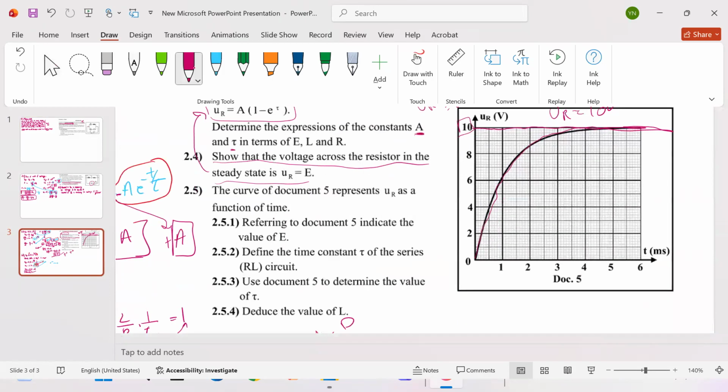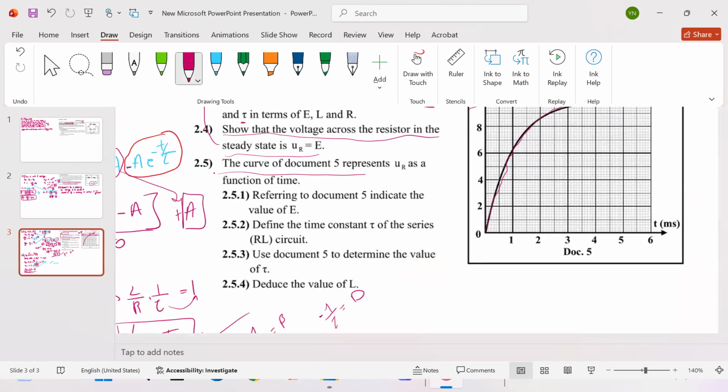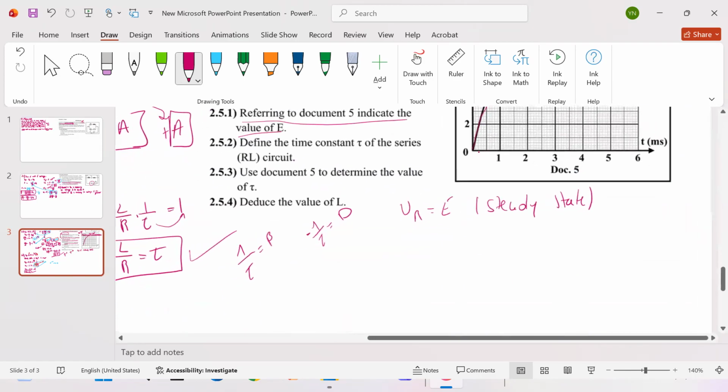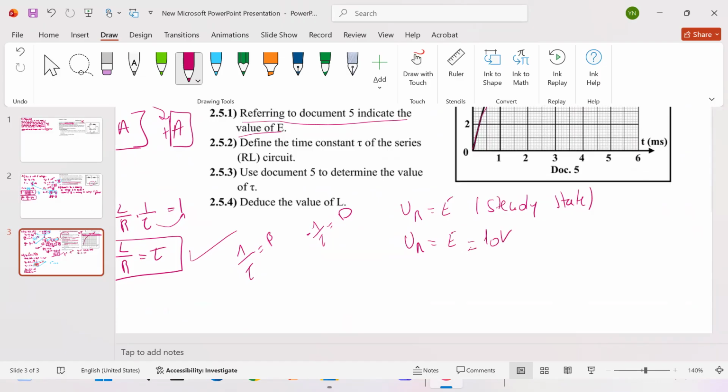Now, the last part, the curve of document 5 represents UR as a function of time. Referring to document 5, indicate the value of E. We just said that UR equals E at the steady state. And I can see graphically that the steady state, when the graph was horizontal, was 10 volts. So UR equals E equals 10 volts at the steady state. So simply E equals 10.